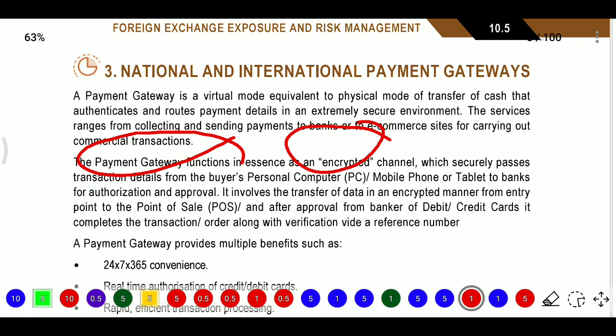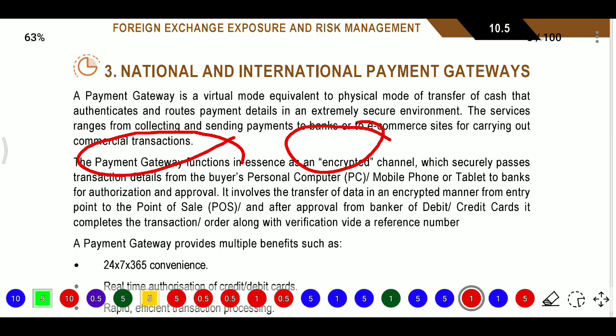Whenever you are making payments, they will ask for numbers, passwords or screens for the purpose of authorization and approval. It also involves transfer of data in an encrypted manner from the entry point to point of sale, the POS. Whenever you enter shopping malls, they will provide a machine for POS, the point of sale, and after approval from the banker for the debit or credit card, it will complete the transaction. Then they will get an OTP verification code.